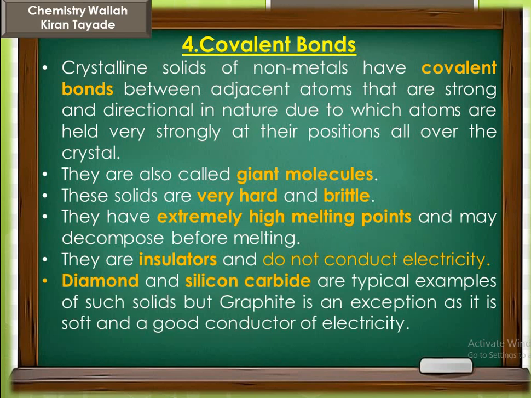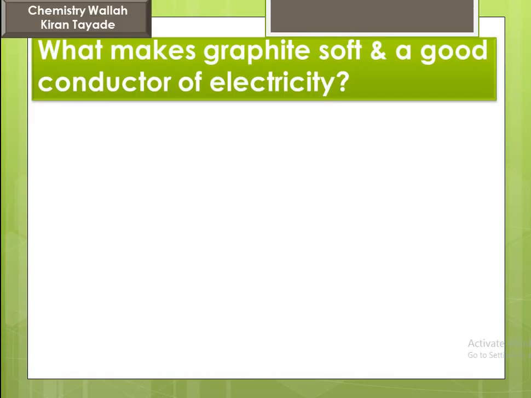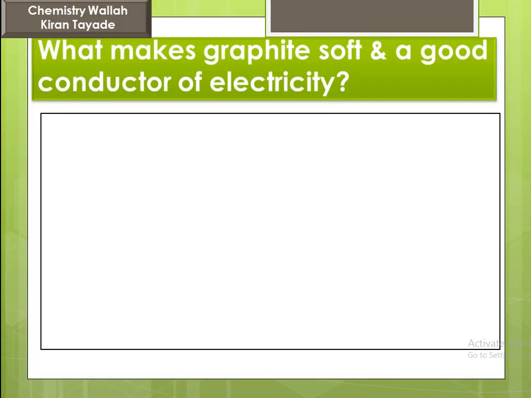Diamond and silicon carbide are typical examples of such solids, but graphite is an exception because it is soft and a good conductor of electricity. What makes graphite soft and a good conductor of electricity? So we see the question on this. What makes graphite soft and a good conductor of electricity?